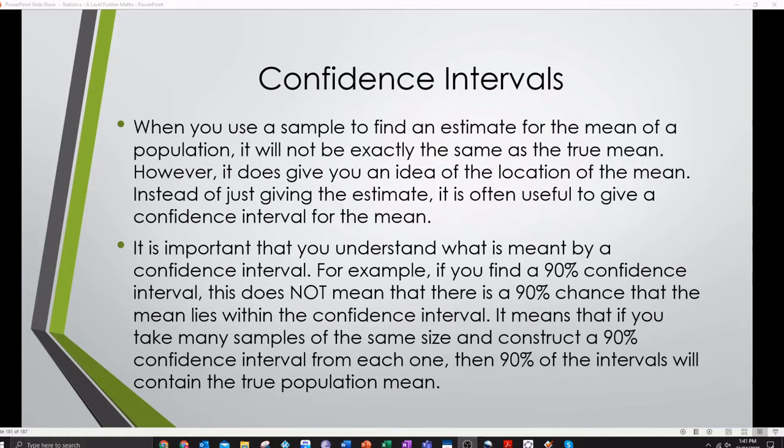It's important that you understand what is meant by confidence interval as well. So if you find a 90% confidence interval, that does not say that there is a 90% chance that the mean lies within that confidence interval. What it means is if you take many samples of the same size and construct a 90% confidence interval from each one, then 90% of the intervals will contain the true population mean. Okay, it's quite a subtle difference, but it's a very important difference.